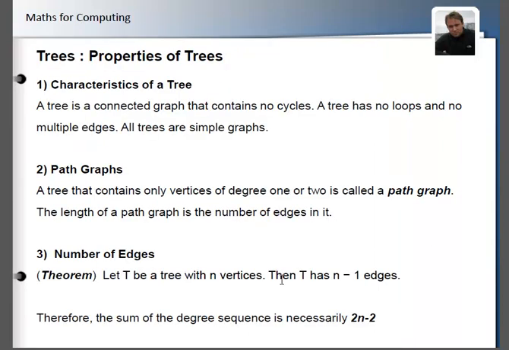We're going to take this as a statement of fact: let T be a tree of n vertices, and then T has n minus 1 edges. Necessarily, the sum of the degree sequence is also going to be 2n minus 2. Okay, that's important. It's a consequence that the number of edges is 1/2 of the sum of the degree sequence.